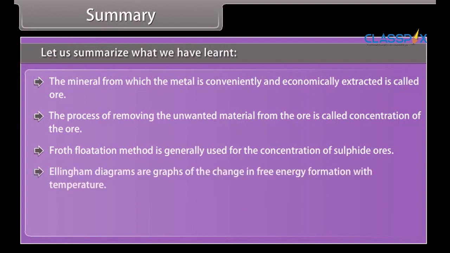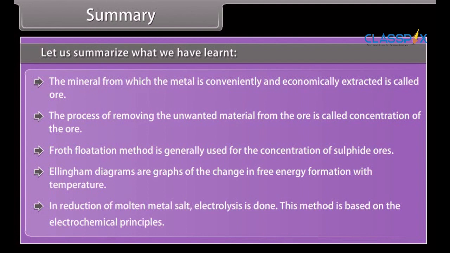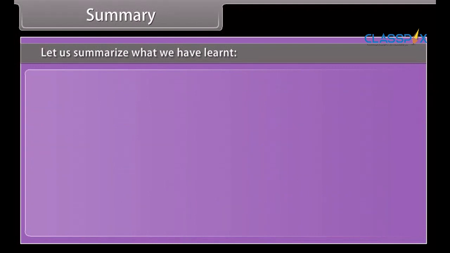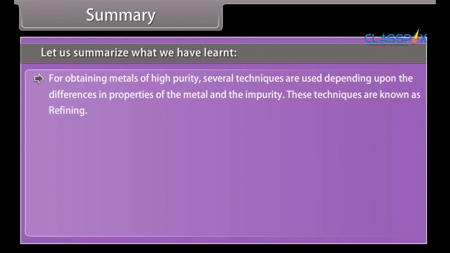Ellingham diagrams are graphs of the change in the free energy of formation with temperature. In reduction of molten metal salt, electrolysis is done. This method is based on electrochemical principles. For obtaining metals of high purity, several techniques are used depending upon the differences in properties of the metal and the impurity. These techniques are known as refining.